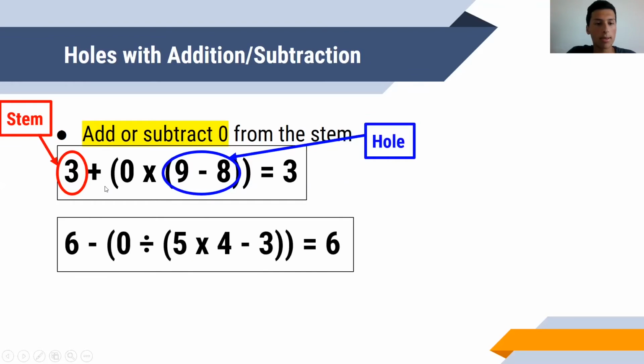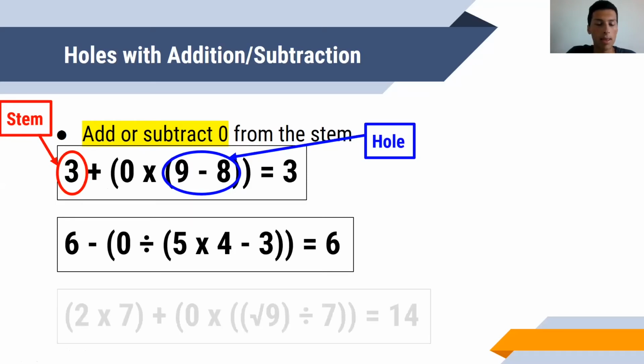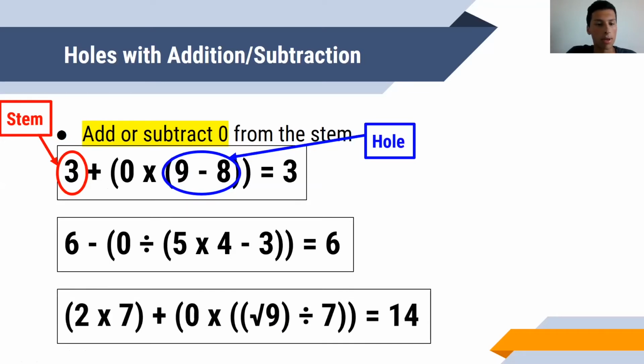Another example is 6 minus, in parentheses, 0 divided by, in parentheses, 5 times 4 minus 3, parentheses closed. 0 divided by anything is 0. 6 minus 0 is 6. And then finally, this is a little bit longer, but 2 times 7, which is the stem, plus, in parentheses, 0 times, in parentheses, square root 9 divided by 7, parentheses closed. The padding here is 0 times root 9 divided by 7 because this will all cancel out to become 0, and then 2 times 7 is 14 plus 0 equals 14.